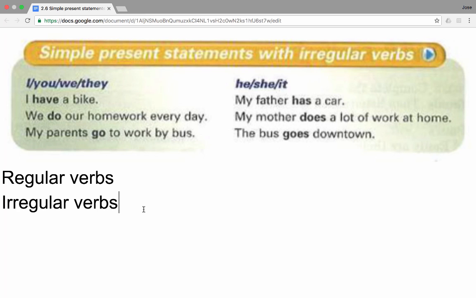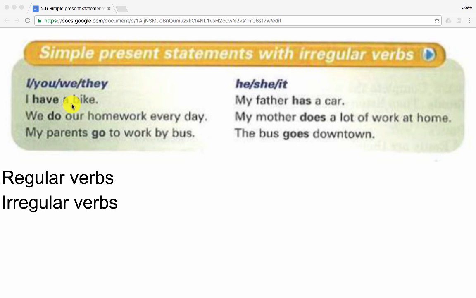Simple present statements with irregular verbs. I, you, we, they. He, she, it. I have a bike. My father has a car. We do our homework every day. My mother does a lot of work at home. My parents go to work by bus. The bus goes downtown.